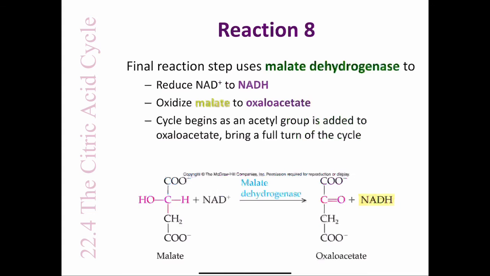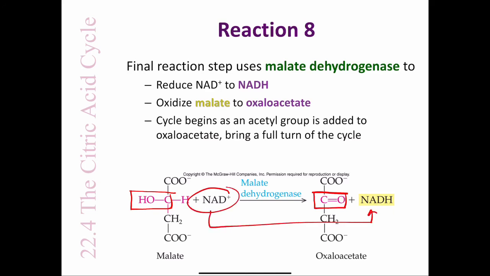In the final step of the citric acid cycle, malate dehydrogenase catalyzes the reduction of NAD+ to NADH and the oxidation of malate to oxaloacetate. Because the citric acid cycle began with the addition of an acetyl group to oxaloacetate, we have come full circle. This reaction is a biochemical example of the oxidation of a secondary alcohol to a ketone. So my secondary alcohol gets oxidized to a ketone, and NAD+ is reduced to NADH.